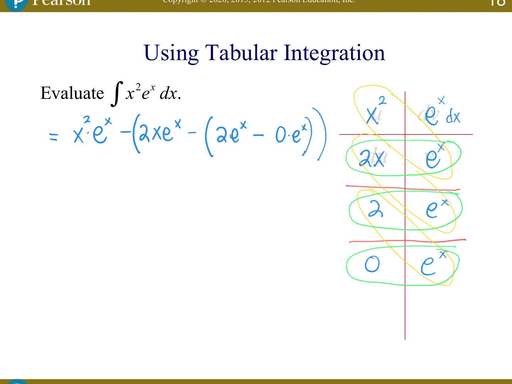So what do we have to do with all of our negatives? Distribute them. And then what do we add on the very end? Plus C. Plus C. And then we're done. So no horizontal. Only the last one. You can skip right over.